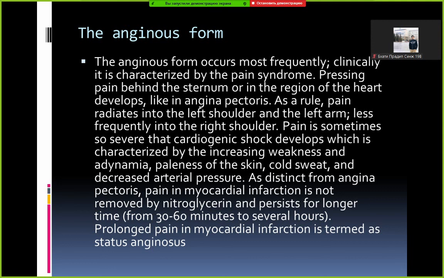Clinically, it is characterized by the pain syndrome, pressing pain behind the sternum or in the region of the heart, which develops like an angina pectoris. As a rule, pain radiates into the left shoulder, left arm, less frequently into the right shoulder. Pain is sometimes so severe that cardiogenic shock develops, which is characterized by increasing weakness and adynamia, paleness of the skin, cold sweat, and decreased arterial pressure.